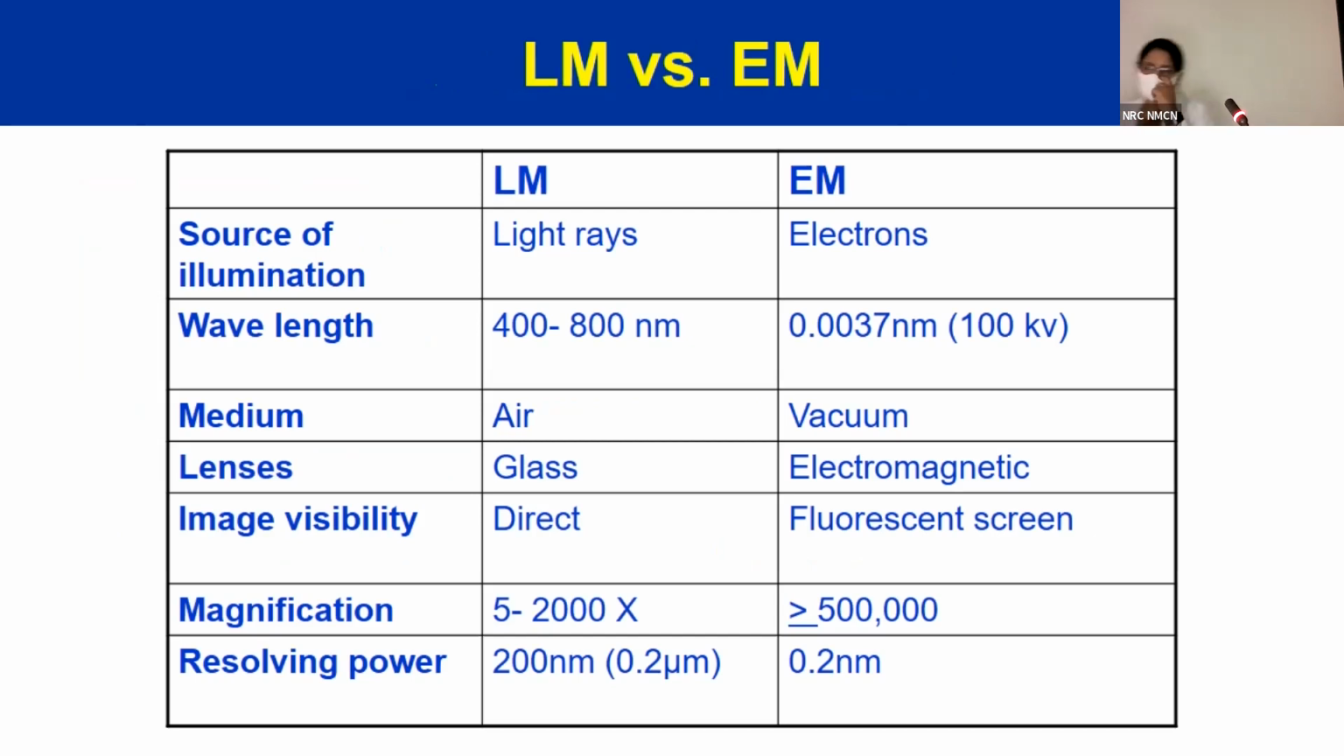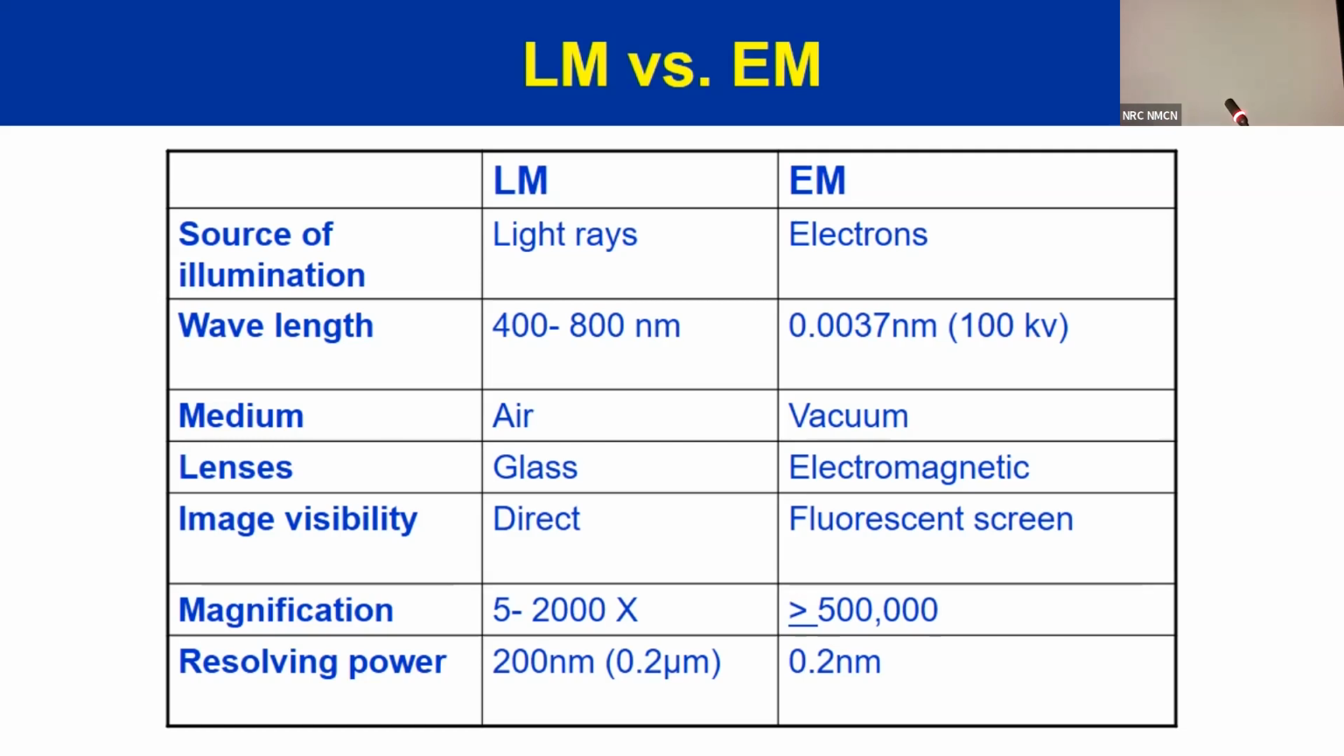The source of illumination is electrons. If you see, I have mentioned the kV. At 100 kV, this is the wavelength. But if I decrease the kV, the wavelength also increases, and vice versa. The medium: electrons can travel in air. Yes, they can travel, but they will collide with all the particles which are there in the air, so they will not get through. So they need a vacuum system.